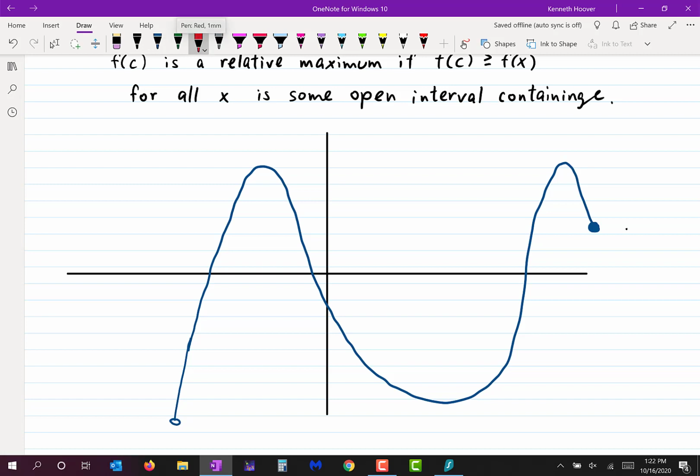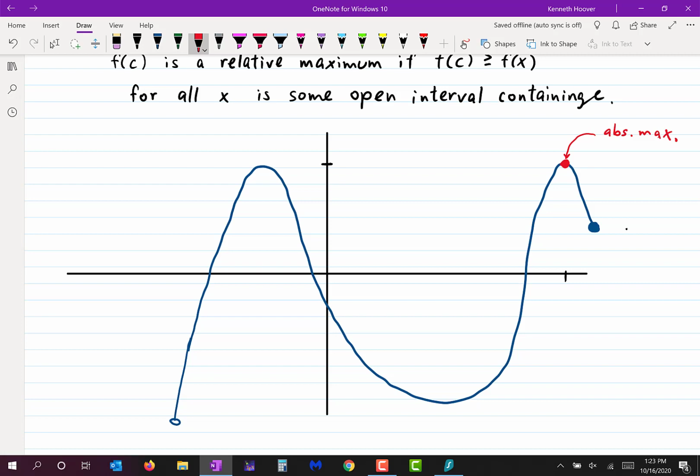I would say the absolute maximum is occurring at that point right there. So that's the absolute maximum point on the graph. The absolute maximum value would be whatever this y value is. And that absolute maximum occurs at whatever this x value is. Okay? How about absolute minimum? I would say that there is not one.